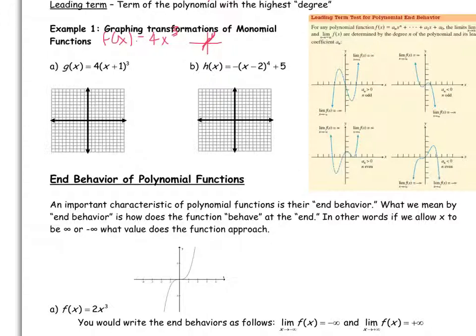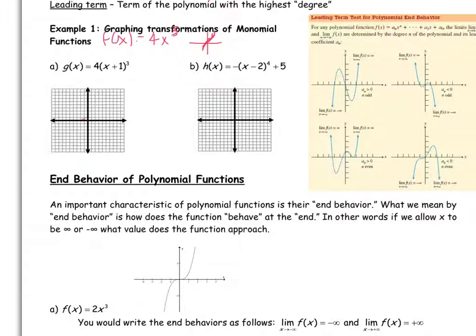What it wants us to do is graph g, so we know from the f of x, the monomial, it's going to have a horizontal shift of 1. That's all well and good. I know that it's going to cross the x-axis at -1. Well, that's great, but now let's see if we can find out where it's going to cross the y-axis.